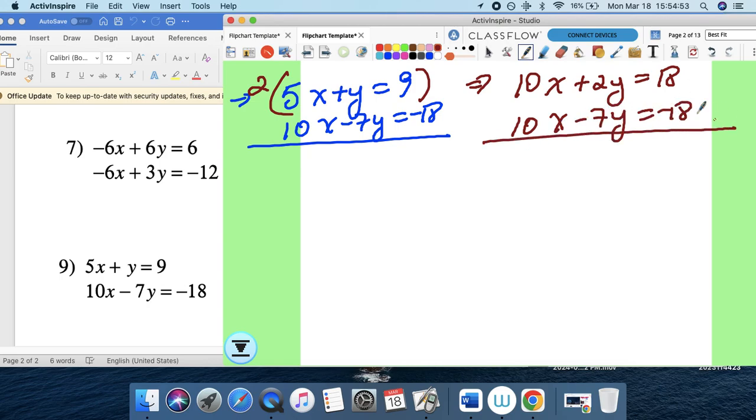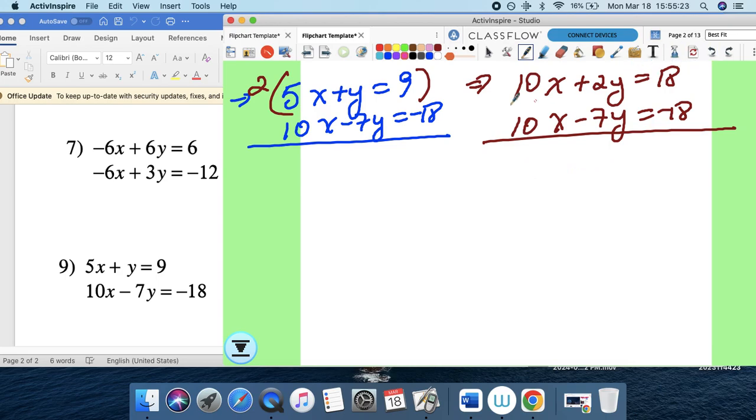Now the hardest part here is to decide whether you're going to add equation 1 to equation 2 or subtract. Remember, the purpose of that is to get rid of one of the variables. Now, let's say I add here. 10x plus 10x is 20x. 2y plus negative 7y is negative 5y. And notice that by adding, I didn't get rid of the x nor the y. So adding is not the way to go.